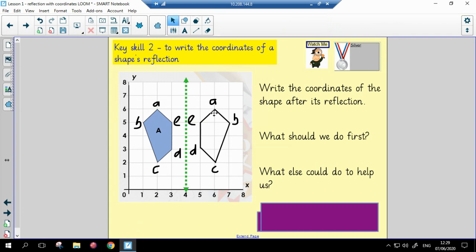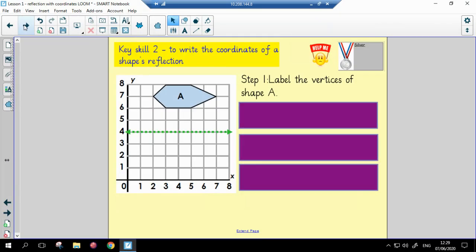A, I can see, is at 6, 6. B, you can see I'm using my along the corridor and up the stairs. B is at 7, 5. C is at 6, 2. D is at 5, 3. And E is at 5, 5. Let's have a look at the next question.